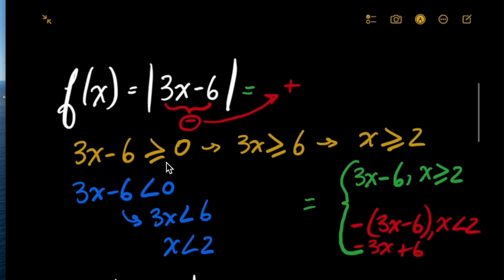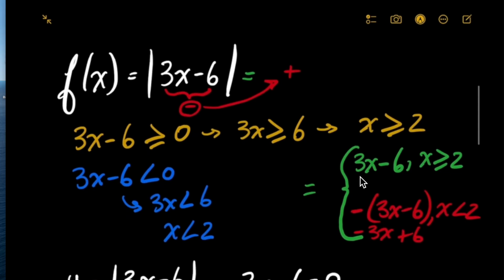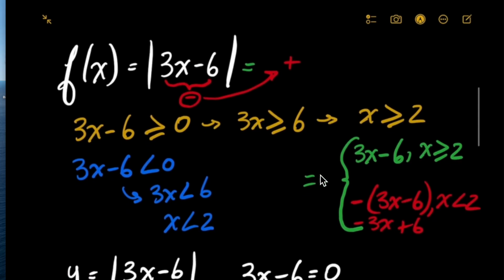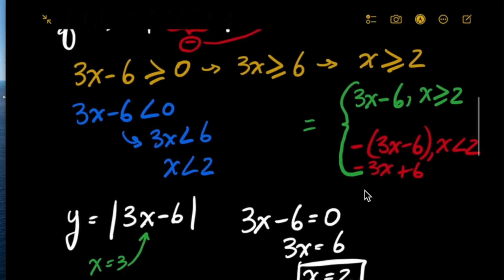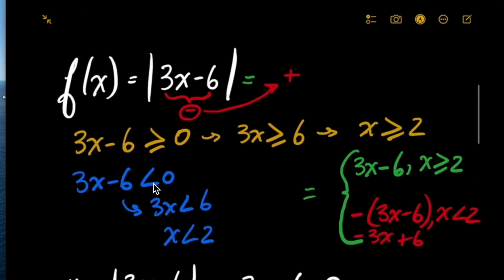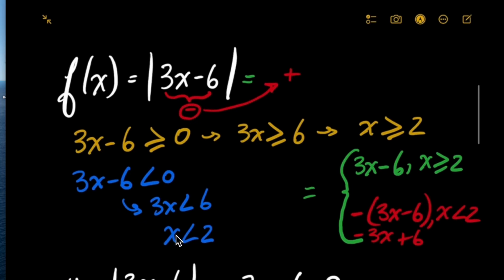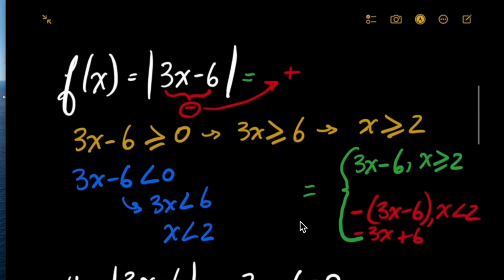Greater than or equal to 0, solve for it, and because you set it to a positive result, greater than or equal to 0, you keep the function as is. In part 2, when you set it, here in blue, less than 0, that's a negative result. For those values of x, you're going to use the opposite form of the original function.